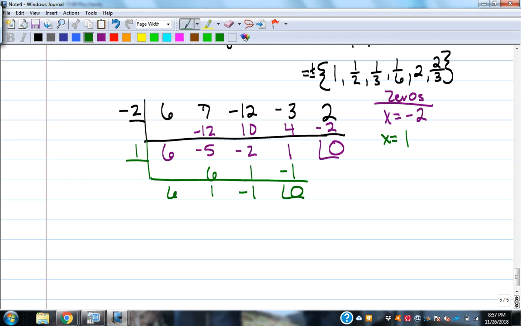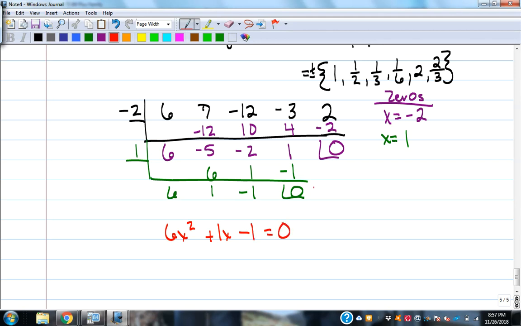So I got 1 as a 0. So right now I've got -2 and I've got +1. That's 2 of my zeros. There's 2 left. Here's the beautiful part. What did 6, 1, and -1 turn into? It turns into a quadratic.